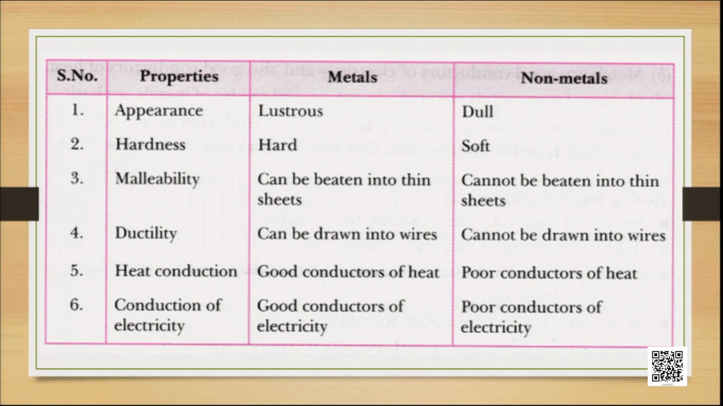Similarly, in case of your non-metals, there is another exception. As you know, diamond is the hardest known substance and diamond is a form of carbon. Carbon is a non-metal, and here I want to quote one point, that diamond is an allotrope of carbon. You must be wondering, what is an allotrope of carbon? Allotrope of carbon means a physical form of carbon.